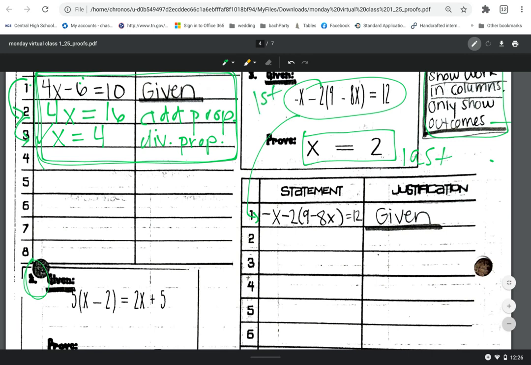Okay, so I'm going to distribute this -2 to each thing. So my next step, you cannot combine steps or skip steps. So that'll be -18 plus 16x. Okay, so what was that called? How did you get from step 1 to step 2? That was the distributive property.